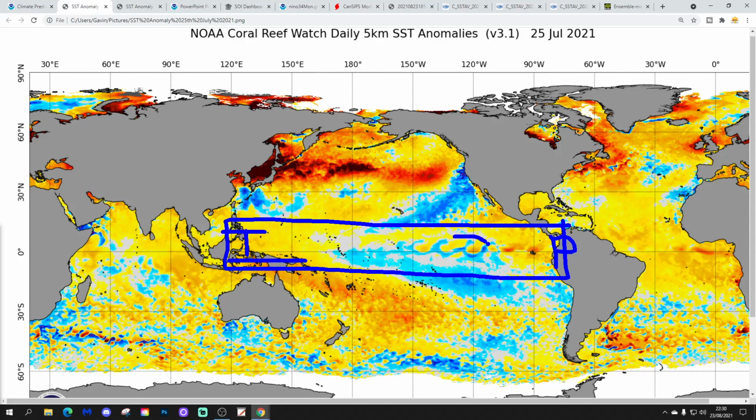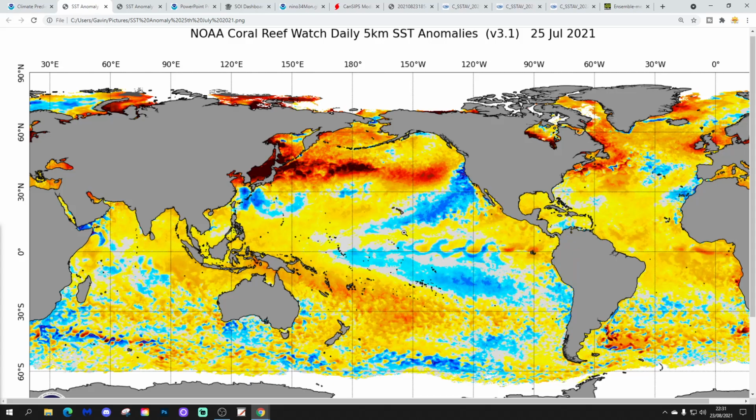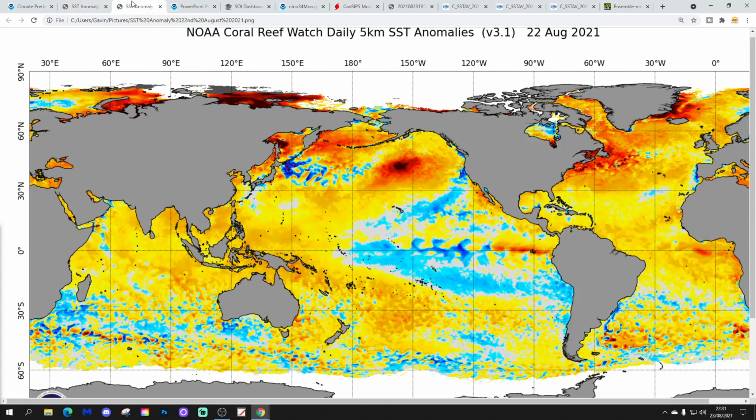Now, last month we were seeing just the first signs, first hints perhaps, of a re-emergence of La Nina through the central part of the Equatorial Pacific Ocean. Again, this is from the 25th of July. Just maybe a few hints of re-emergence of the La Nina signature. Well, I'll show you the latest. This is the very latest for the 22nd of August.